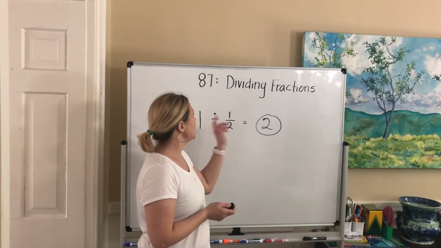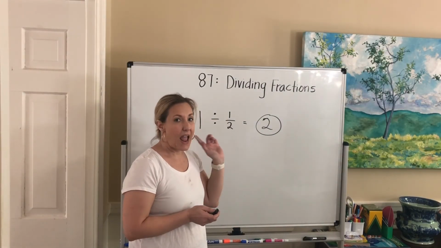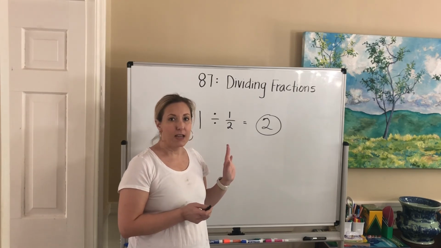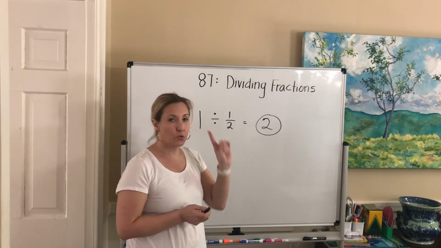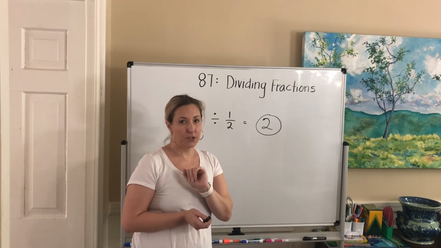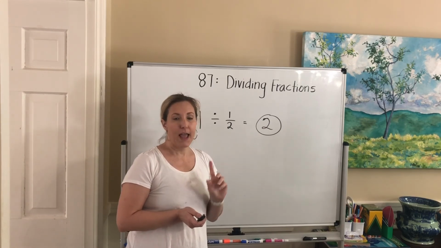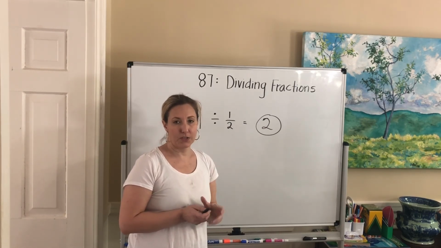Okay, now that is it for lesson 87. And all I want you to do for Friday is I want you to try to do numbers 12, 21, and 22. Just those 3 problems, and then check them with the answers that your parents have.